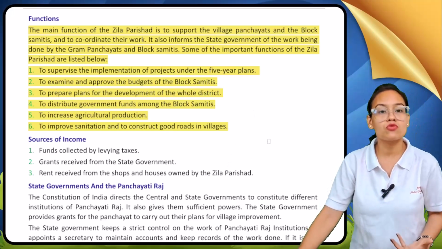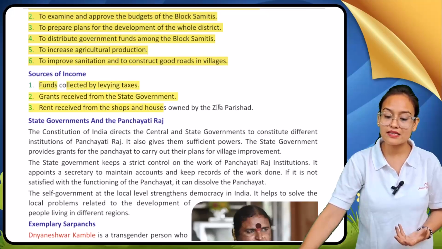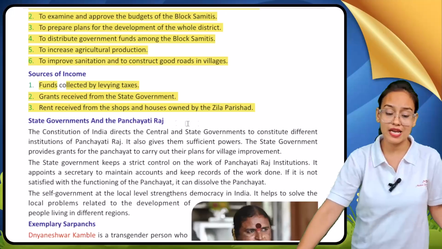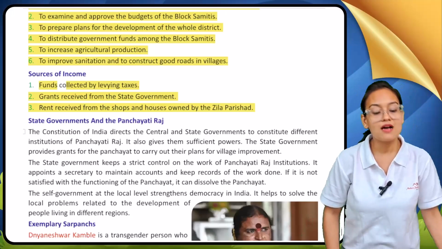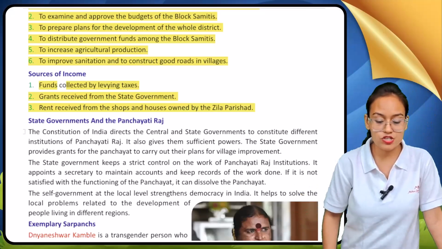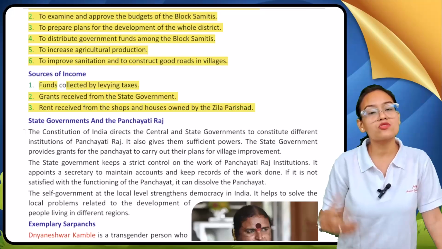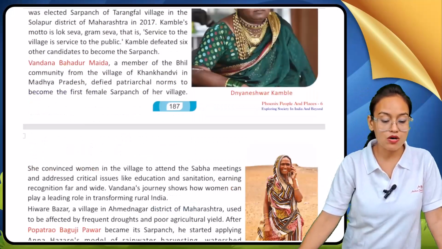Now what are the sources of income of Jila Parishad? Here you can see the funds collected by levying taxes. Again, the taxes are the major source of their income. Grants received from the state government. Rents received from the shops and houses owned by the Jila Parishad. So all these are the sources through which Jila Parishad can get income.